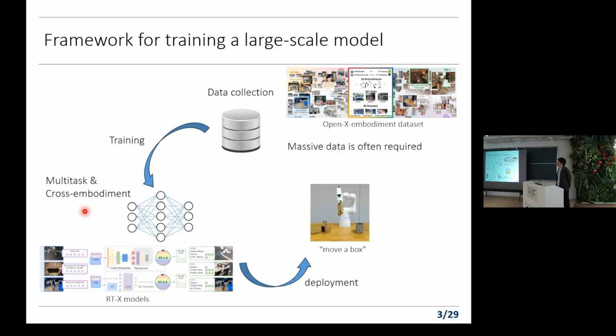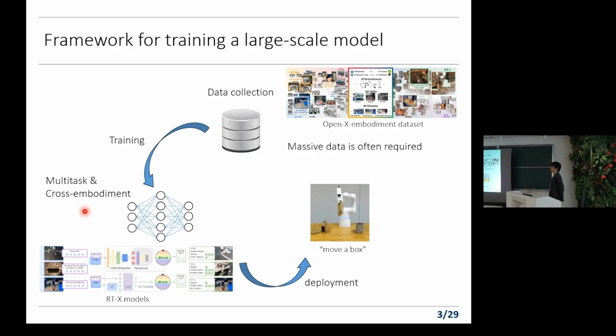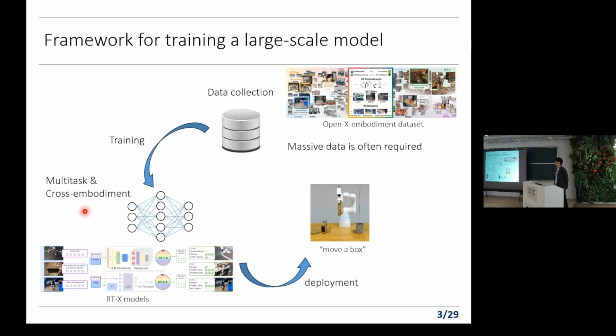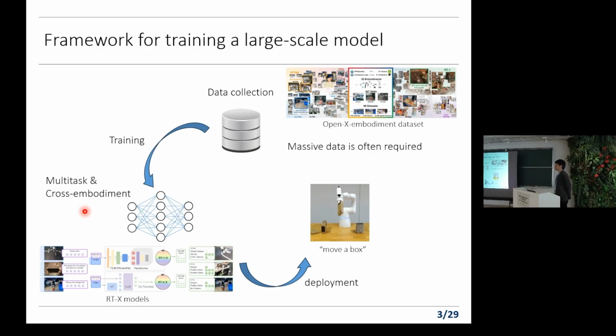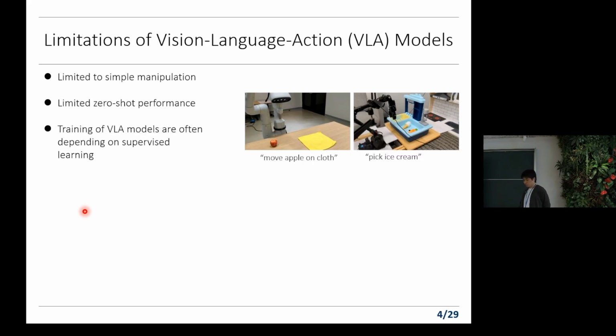And then we train large-scale models, usually based on the transformer. Actually, we typically use pre-trained vision language models, VLM models. Then we fine-tune with a robotic dataset. Then we deploy it to the robots. So this is nice, but actually there are obvious limitations in this framework.